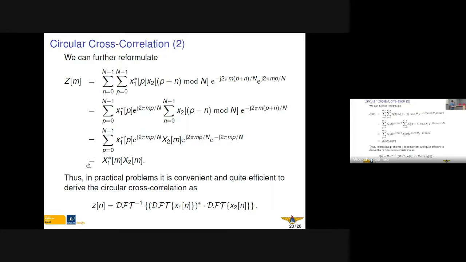So we arrive at that the DFT of the circular cross correlation function is equivalent to the conjugate DFT of x1 multiplied with the DFT of x2. And we get to a very nice implementation now of this, because we can use the DFT of x1 conjugate multiplied with the DFT of x2 and the inverse DFT, and we get to the cross correlation function in time.